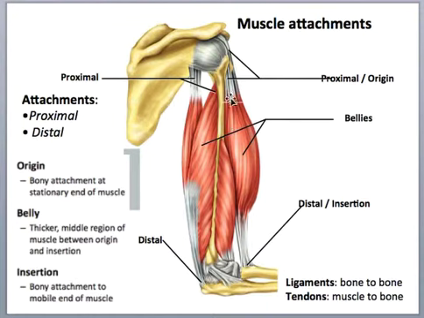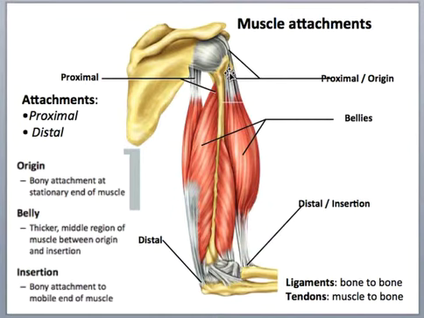The other way that attachments of muscles are described is what's called the origin and the insertion. And when we look here at our biceps brachii, the proximal attachment here is the same thing as the origin, and the distal attachment is the same thing as the insertion.